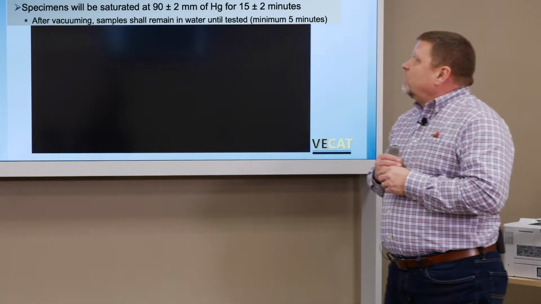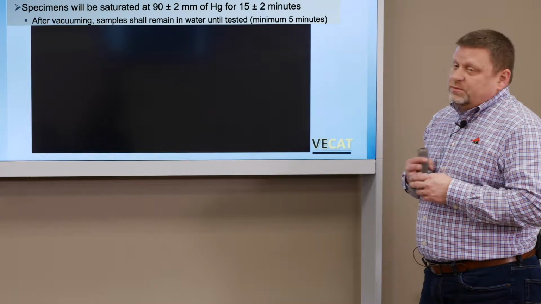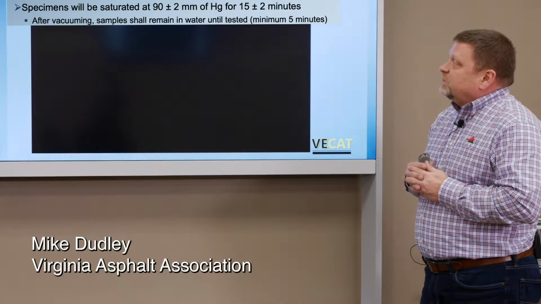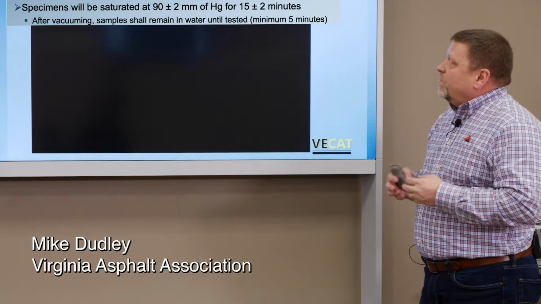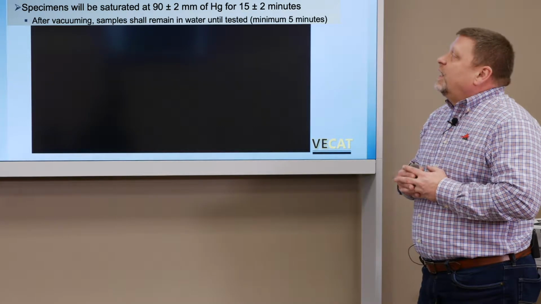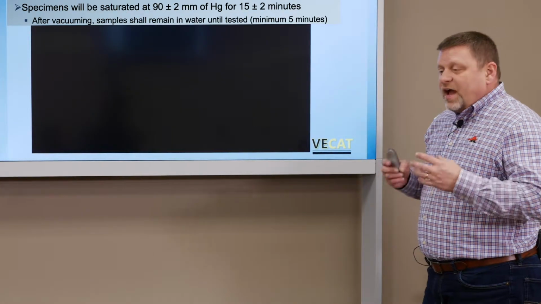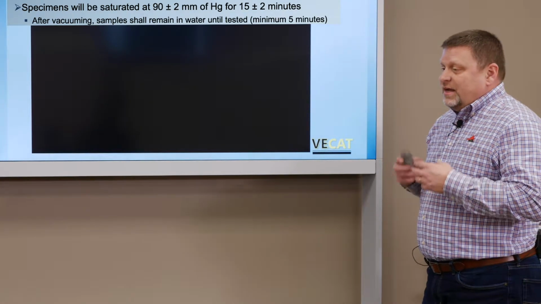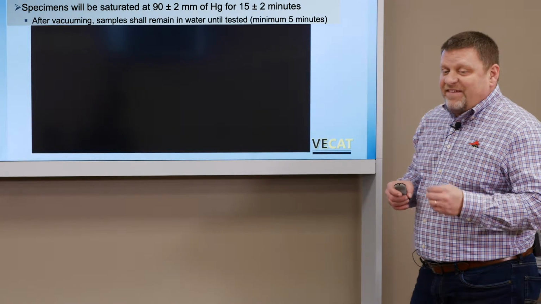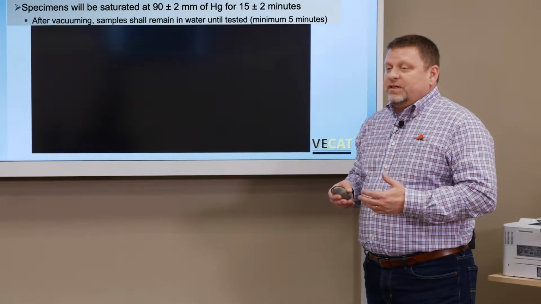To do this, we're going to be saturating the specimen before we do any testing. To saturate our specimens, we vacuum them at 90 millimeters of mercury for 15 plus or minus 2 minutes. And after vacuuming, your sample has to remain in water with no agitation, with nothing going on, for a minimum of 5 minutes before you can do your permeability test.